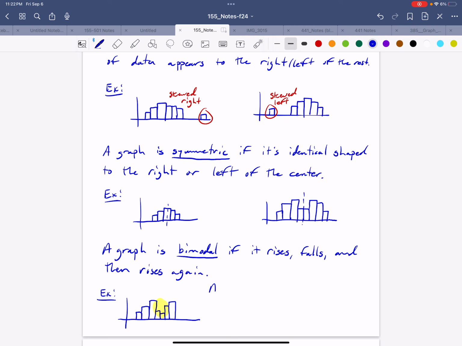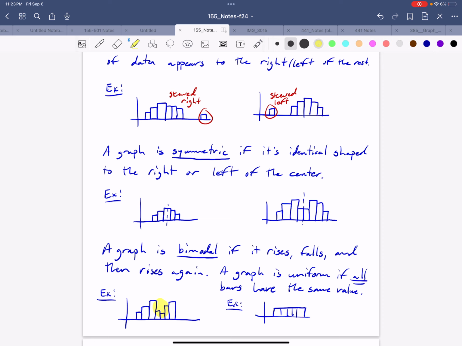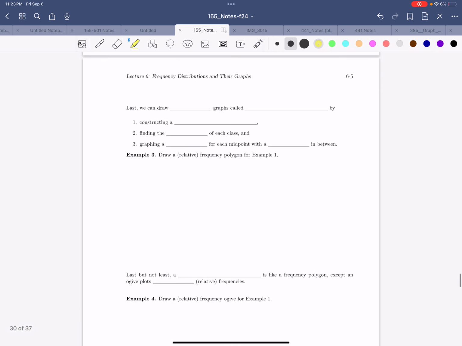And last but not least, maybe I'll just put it right here. A graph is uniform if all bars have the same value or height. So here's an example of that. Kind of a boring example, just right there. They're all the same height. Uniform.